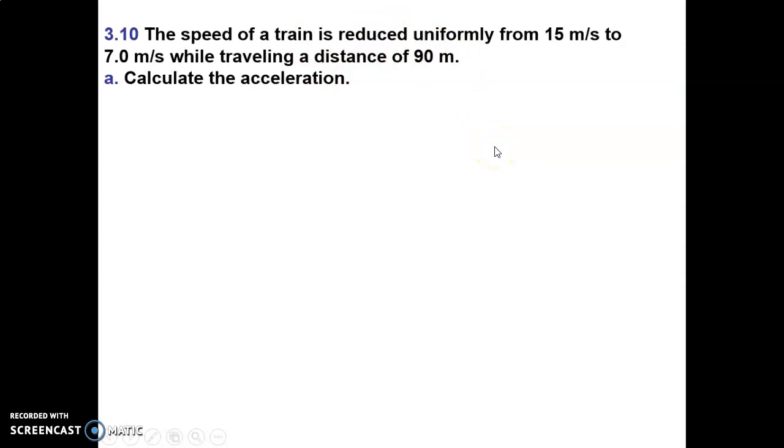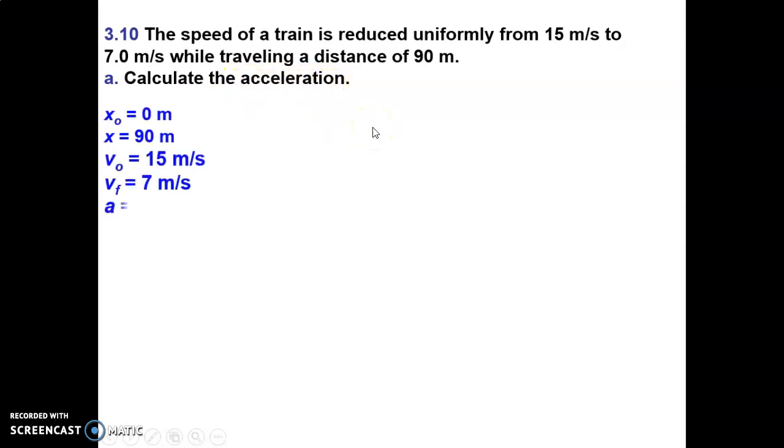What I do first is I build my chart. What do I know here? I know an initial velocity. I know a final. I know a displacement. These units, those are your clues. You need to know what all these units are. What are we trying to find? We're trying to find A.